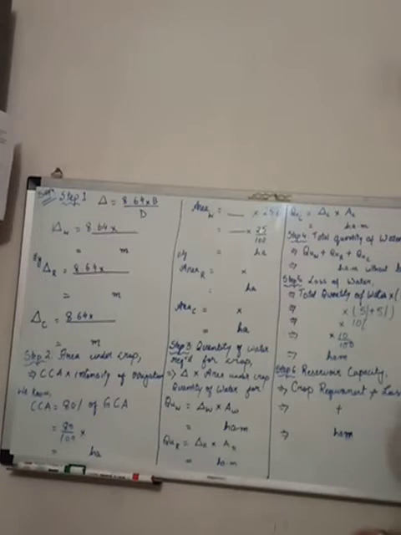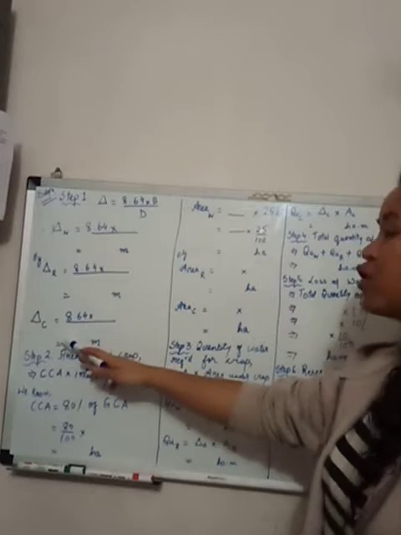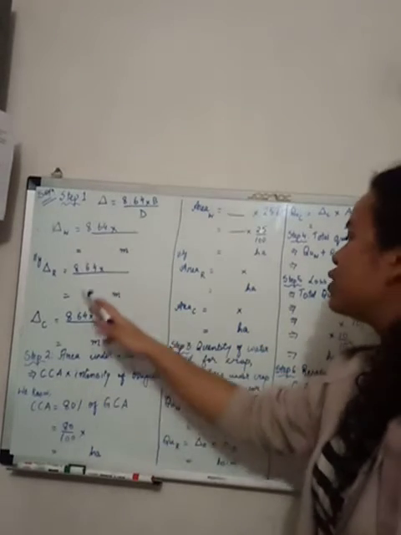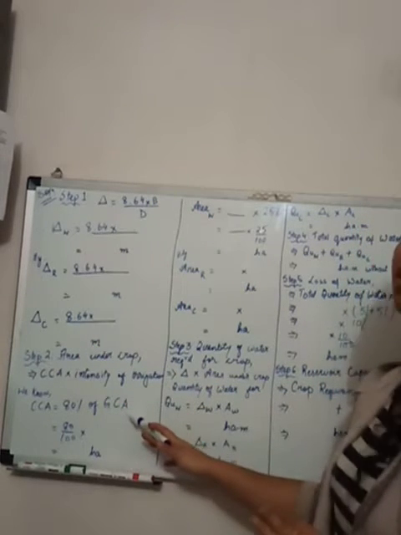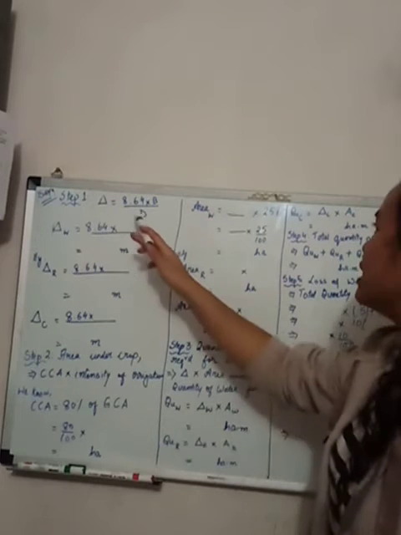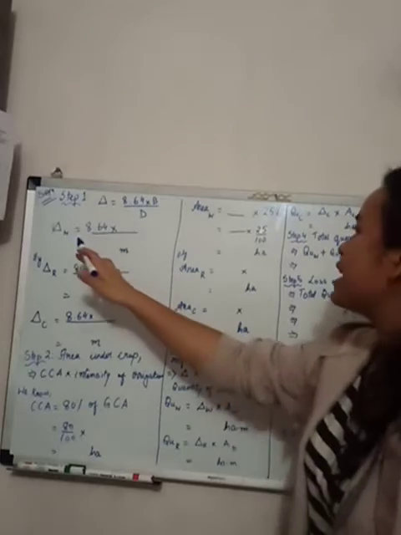Okay, so in the question, the base period and the duty of the wheat, rice, and cotton crops are given. The intensity of irrigation for wheat, rice, and cotton and the GCA are also given, right? So first we will find delta. The delta formula is 8.64 into B by D. Okay, we know. So we'll find delta for wheat.